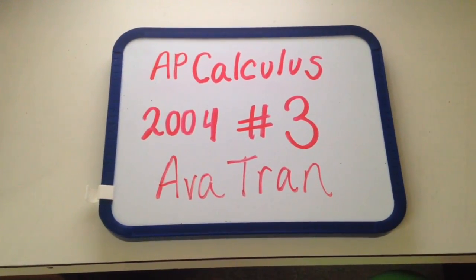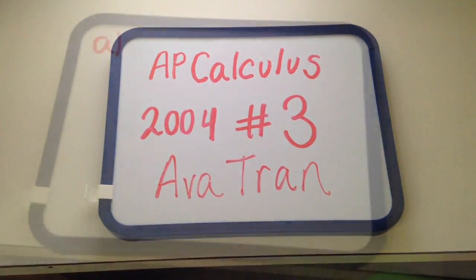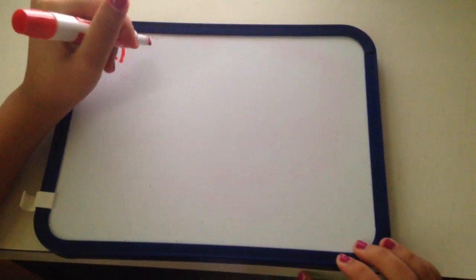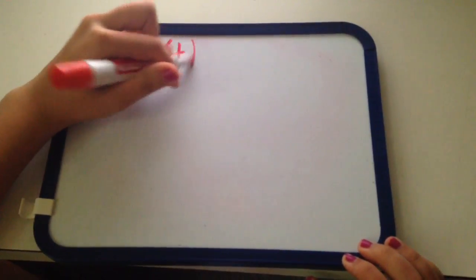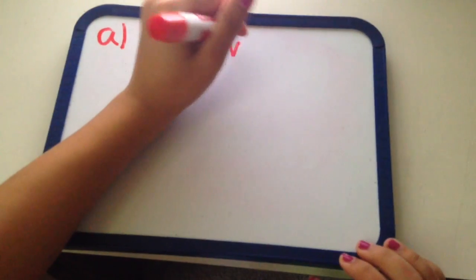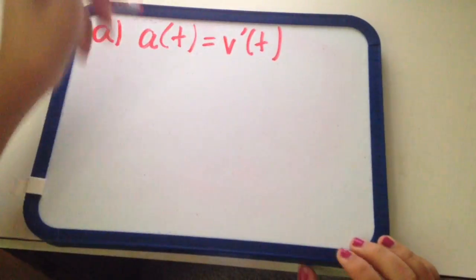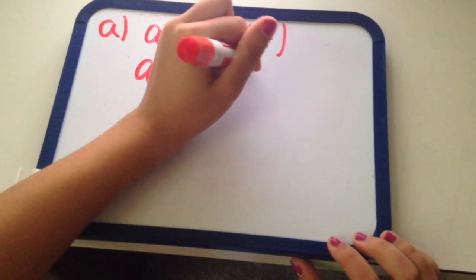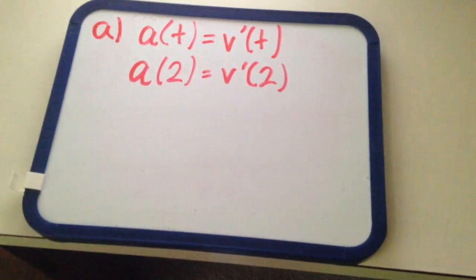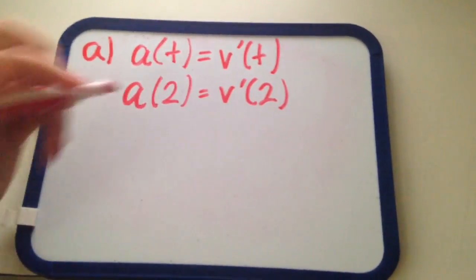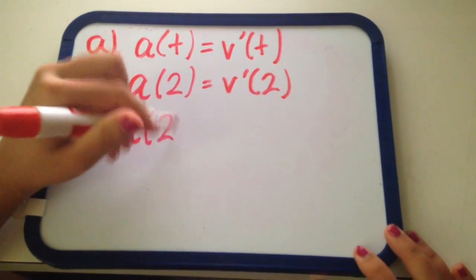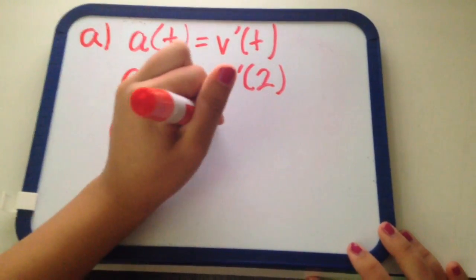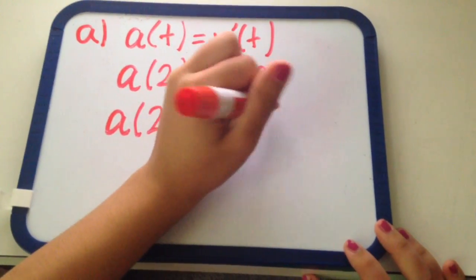This is AP Calculus 2004, number 3. In part A, it asks for the acceleration of the particle at time equals 2. In order to find acceleration, you need to know that acceleration equals the derivative of velocity. And we are finding acceleration at time equals 2. And you can use your calculator in this problem, and your answer should be negative 0.133.